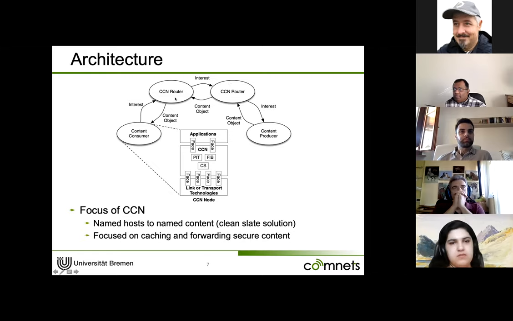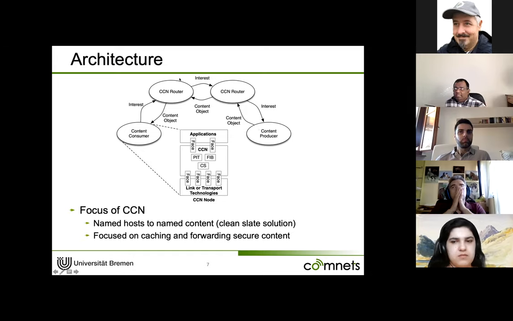And along the way, these interests leave breadcrumbs, like in the Hansel and Gretel story. And when the request gets to the producer, the producer replies with the response, and that is the content itself. And this content will propagate back to the consumer, consuming the breadcrumbs along the way. So it will take the same path and come back, right?